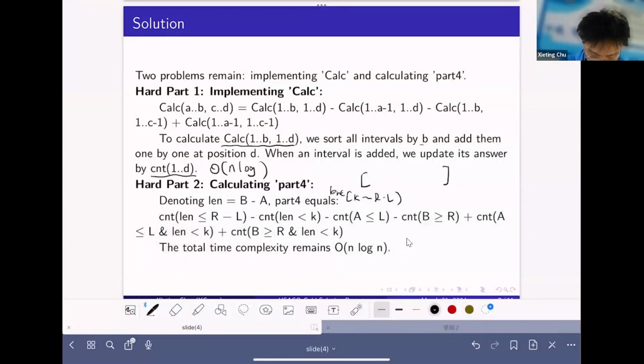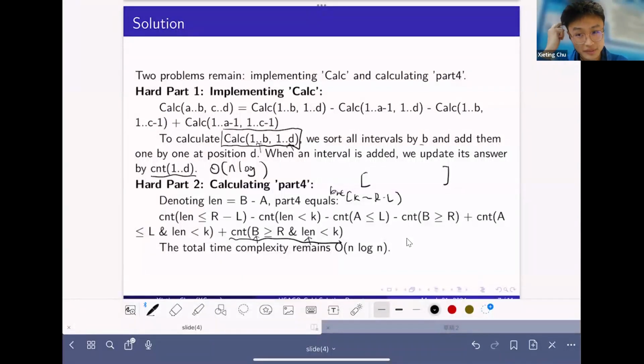Each CNT problem is the same as calculating the things like here. If we view B and length as the two things, where the first has a bound and the second has another bound, they are the same. And then the total time complexity remains n log n.